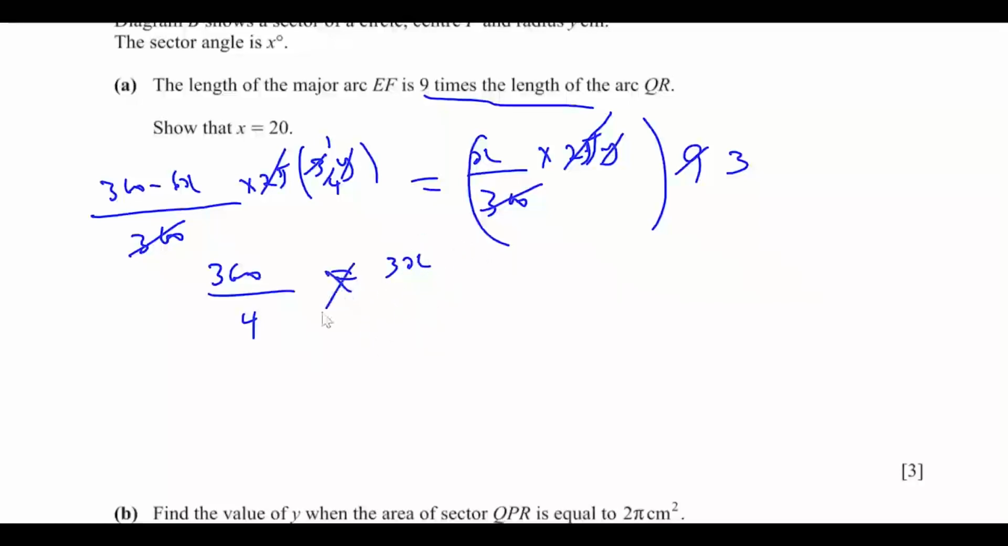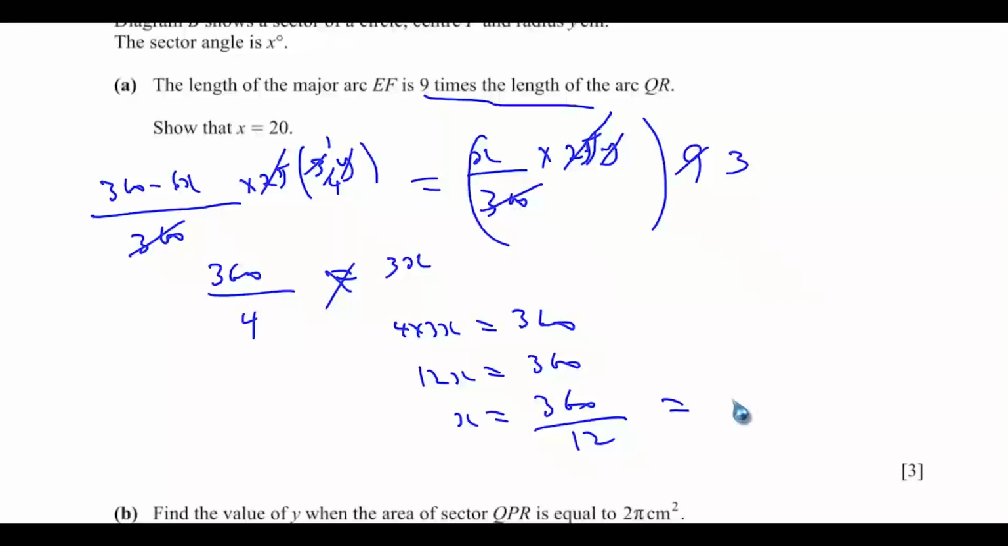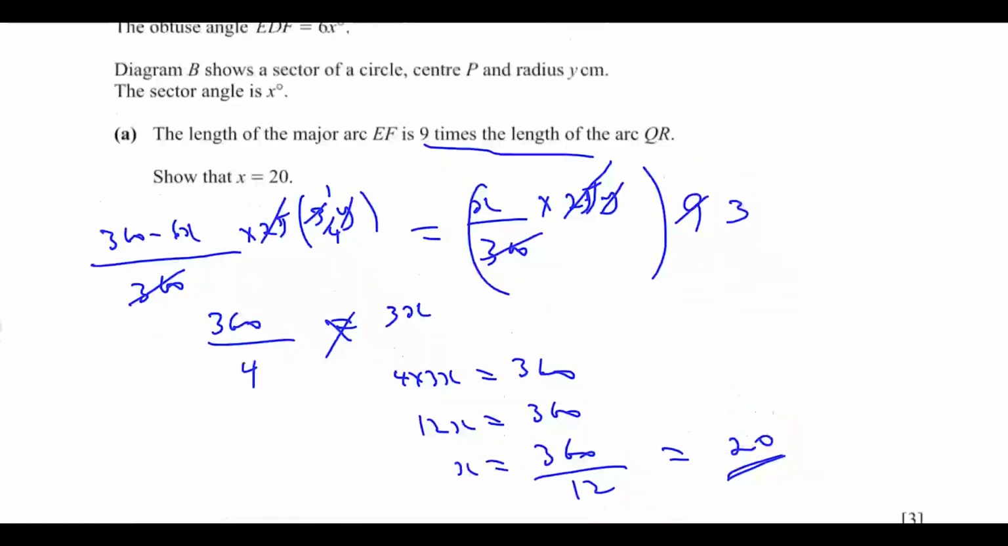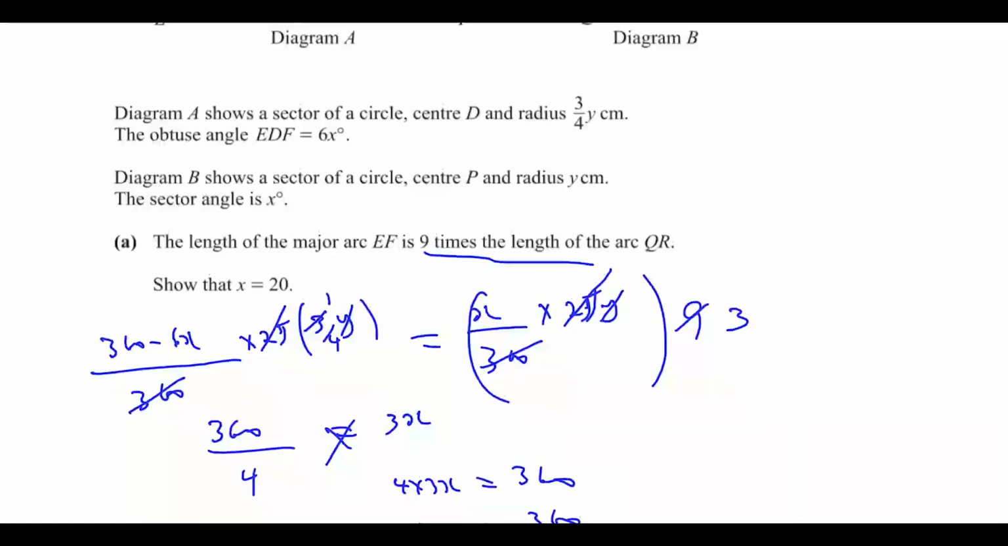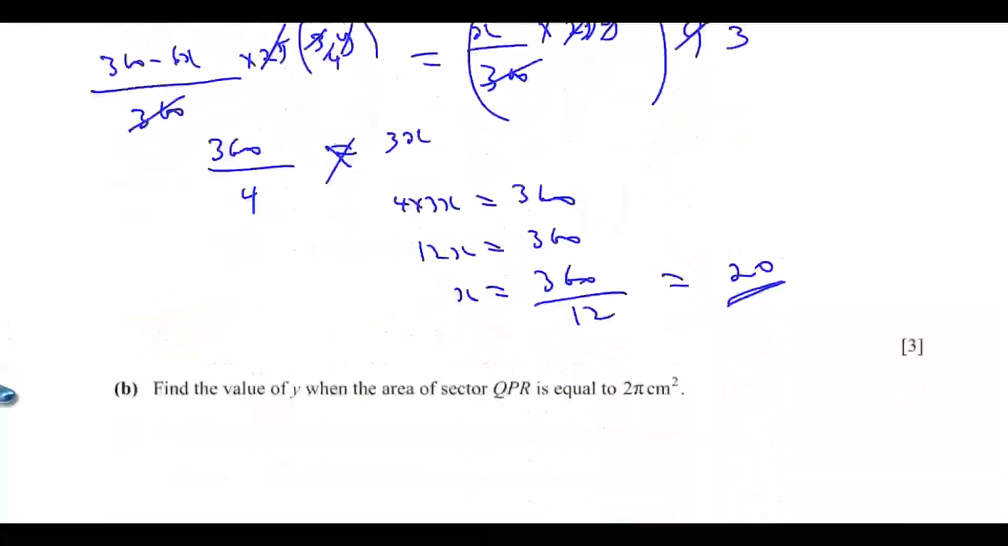So we have to cross multiply. We're going to have 4 times 3x equals 360. So 12x equals 360. Then x equals 360 divided by 12, and that will be equal to 20. So we have shown that x is equal to 20 as requested.